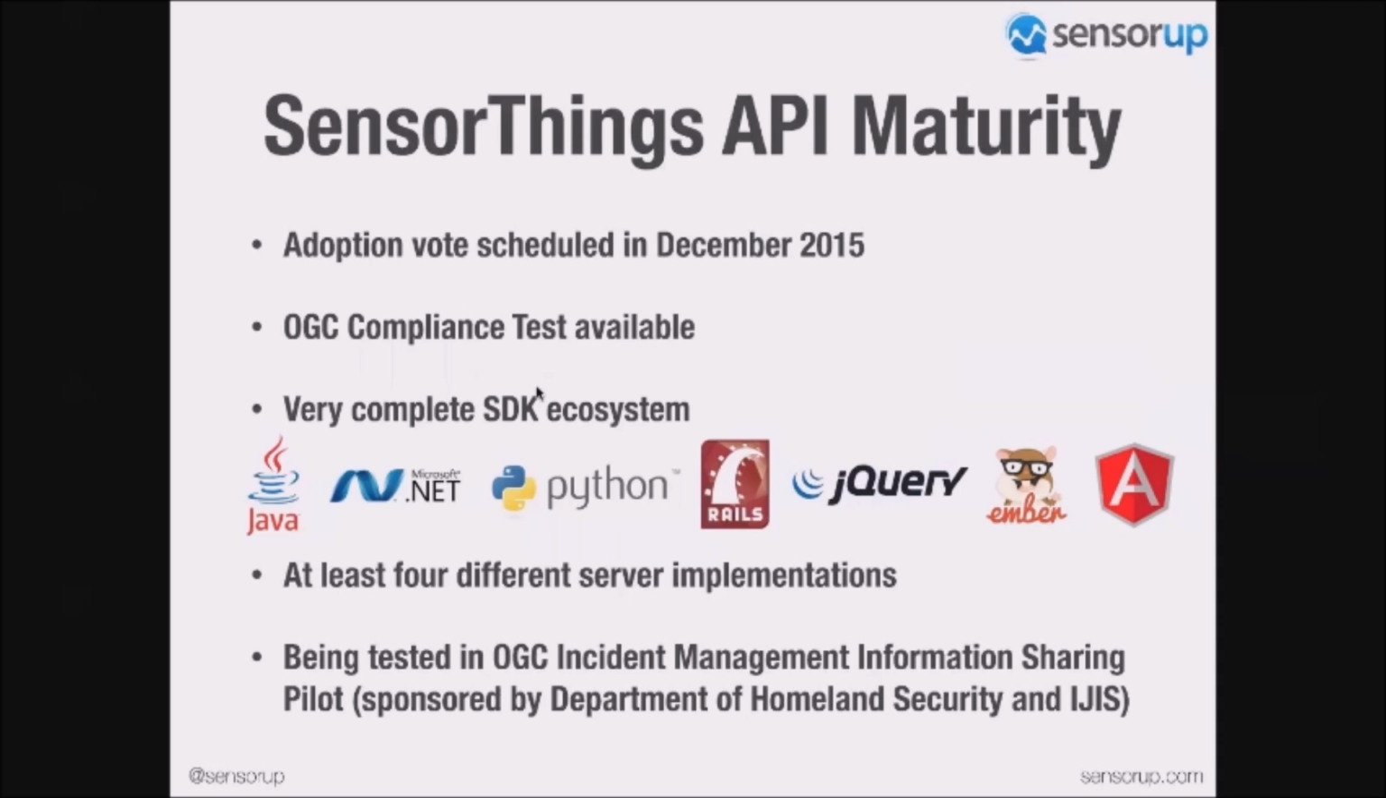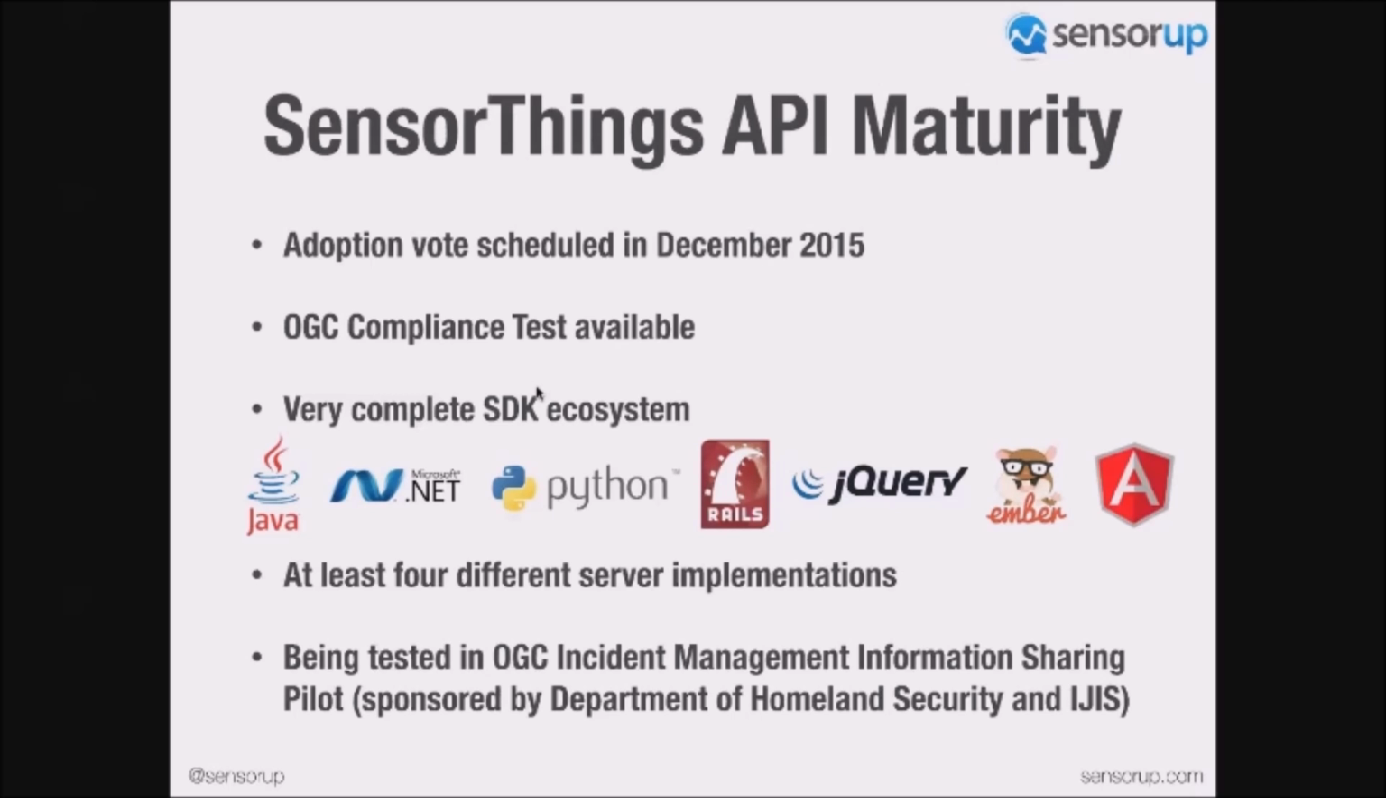And then I think lots of you might be asking, okay, SensorThings API is a new standard, so how mature is it? So here is the status right now. The adoption vote is scheduled for December 2015, so it will become an official standard very, very soon. Although it's a new standard, it already has a compliance test available. This is one important thing.